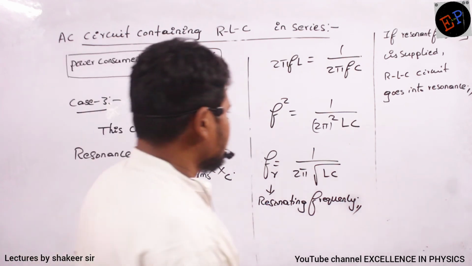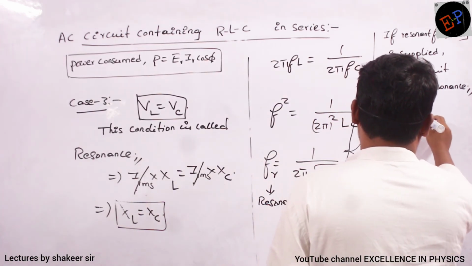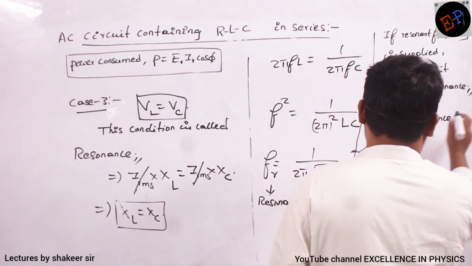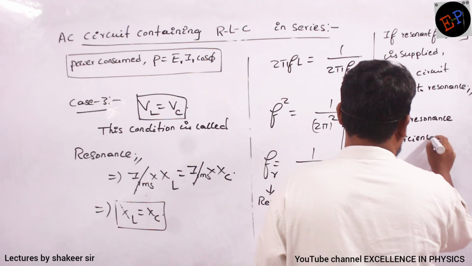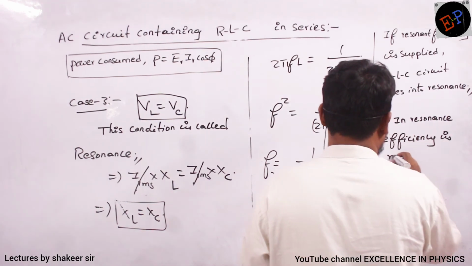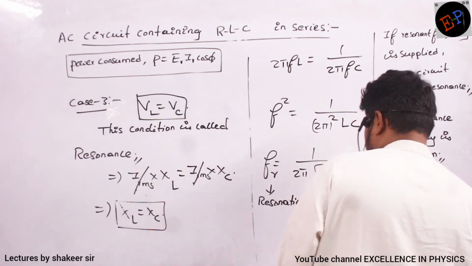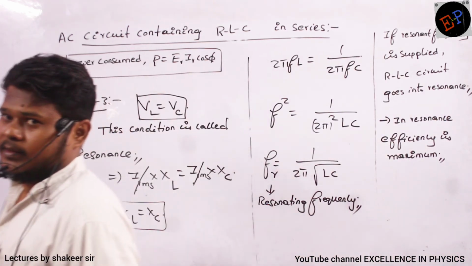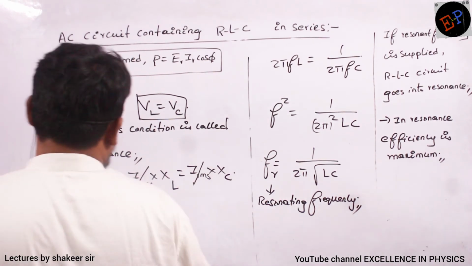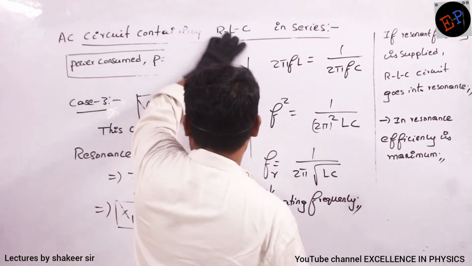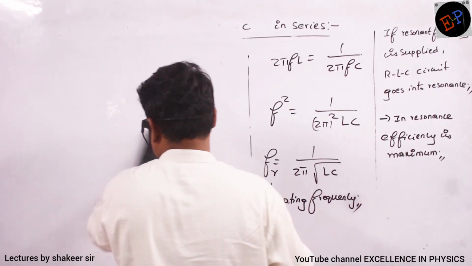And what is the importance of resonance? In resonance, efficiency is maximum. So then we study one more term, which is called Q factor.